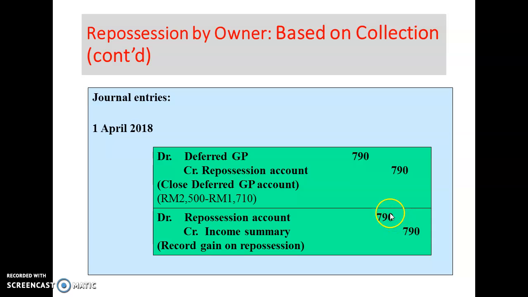And finally now we're going to close the repossession account. The repossession account basically has a balance of 790. We're going to close it and transfer it to income summary. Since you credit income summary, it means that this is a revenue or gain. So this is a gain on repossession. That's basically the journal entry or the recording of repossession in the book of owner.